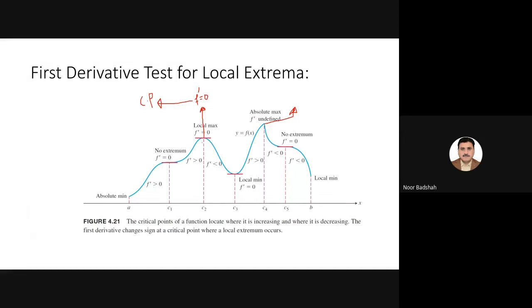So at a critical point, usually we may have a local max. I'm using the words 'may have'. There is a possibility that we have a critical point, and at that point we have neither a local max nor a local min.